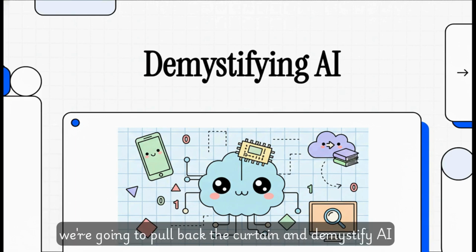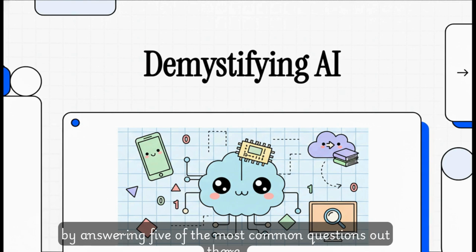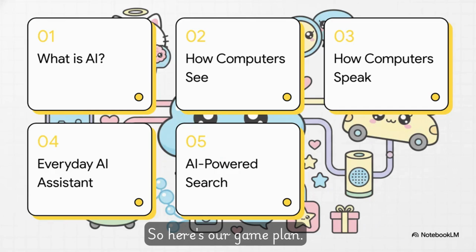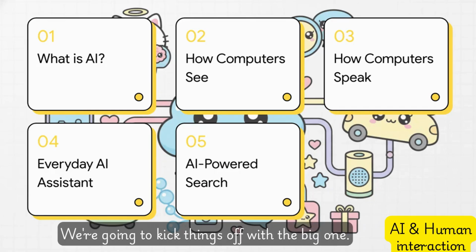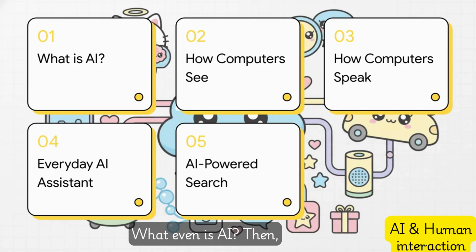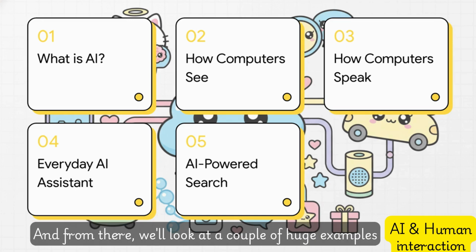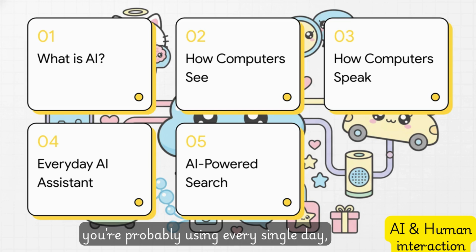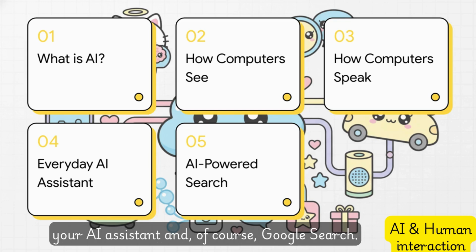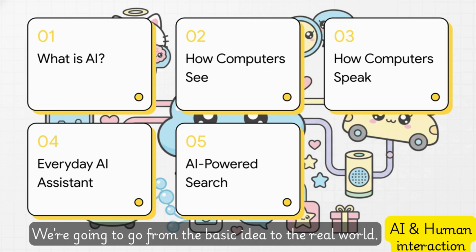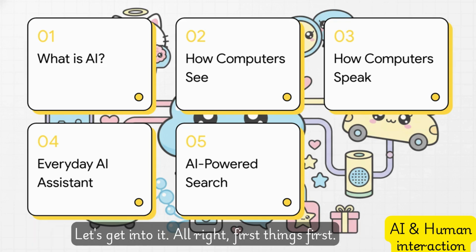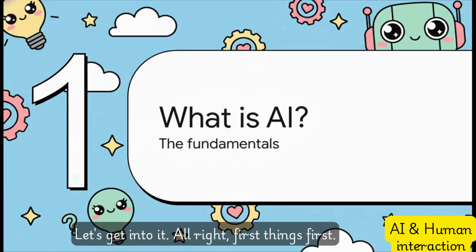Well, today we're going to pull back the curtain and demystify AI by answering 5 of the most common questions out there. So here's our game plan. We're going to kick things off with the big one. What even is AI? Then we'll dive into how computers learn to see and speak. And from there, we'll look at a couple of huge examples you're probably using every single day, your AI assistant and, of course, Google Search. We're going to go from the basic idea to the real world. Let's get into it.